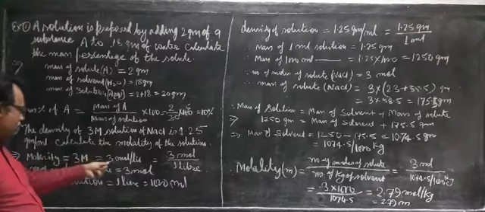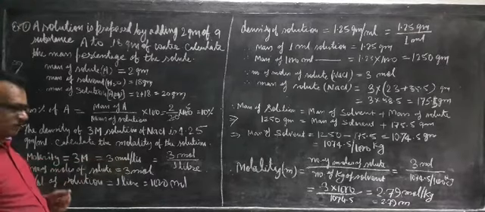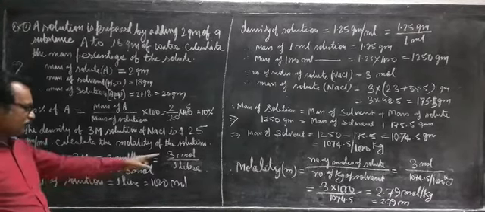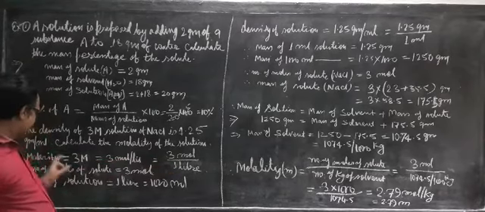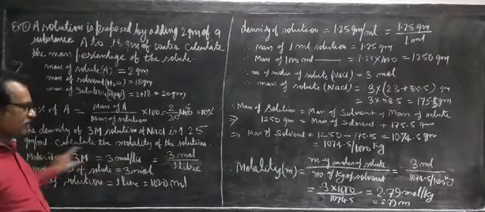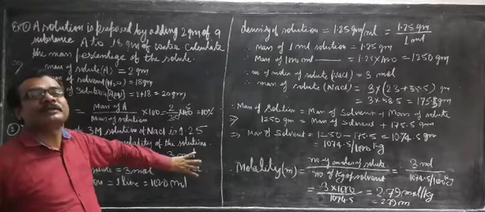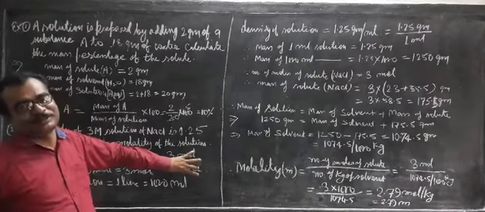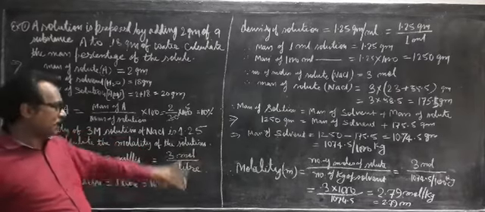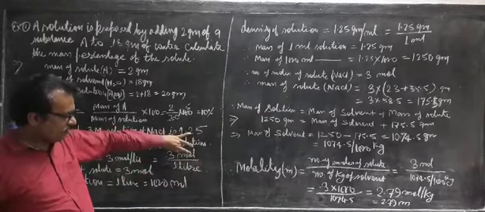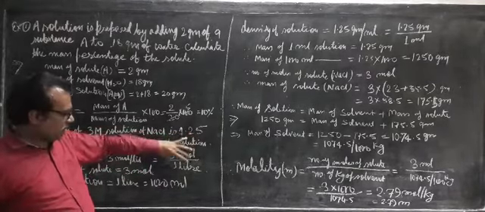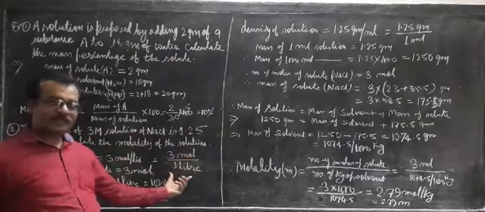3M means 3 mole per liter, so it will be written as 3 mole by 1 liter. What is the formula of molarity? Number of moles divided by number of liters of the solution. Here, in place of the number of moles, how much do you have? 3 mole. And the volume of the solution is 1 liter.